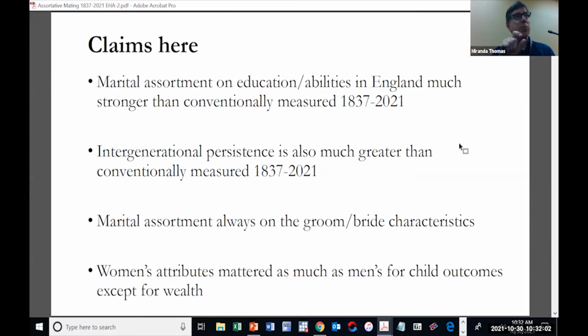Marital assortment, we can show, is actually always based on the groom and bride characteristics. And in terms of the outcomes for children, we can also demonstrate that there's a precise symmetry, that mothers and fathers are equally important in determining child outcomes. And so it does then have these consequences in terms of intergenerational mobility.